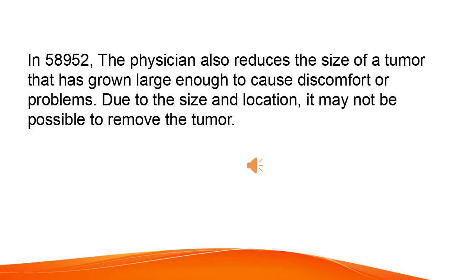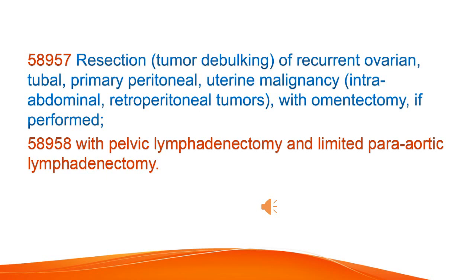The physician also reduces the size of a tumor that has grown large enough to cause discomfort or problems. Due to the size and location, it may not be possible to remove the tumor. Resection, tumor debulking, of recurrent ovarian, tubal, primary peritoneal, uterine malignancy, intra-abdominal, retroperitoneal tumors, with omentectomy, if performed. With pelvic lymphadenectomy and limited para-aortic lymphadenectomy.